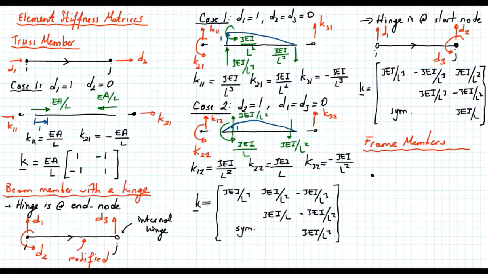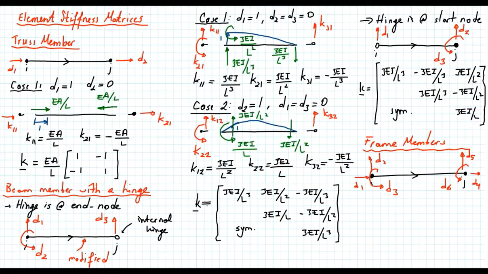Again, start node, end node, I, J, and let's show the degrees of freedom. D1 is the axial deformation, D2 is the translation, D3 is the rotation, D4, D5, and D6.